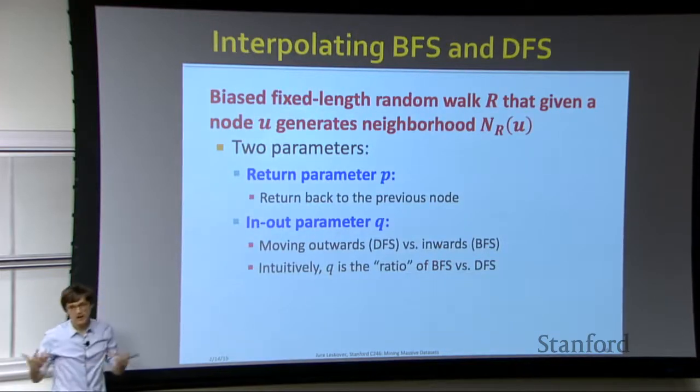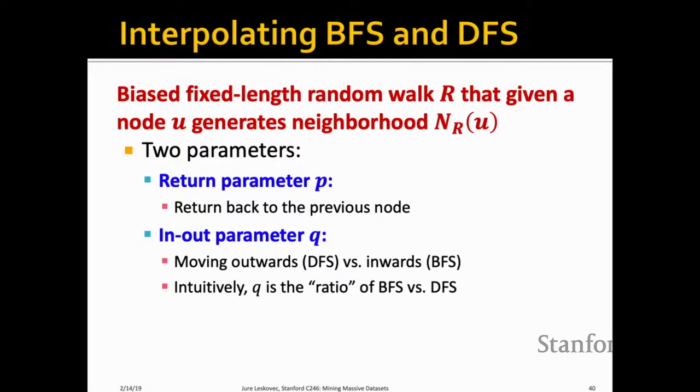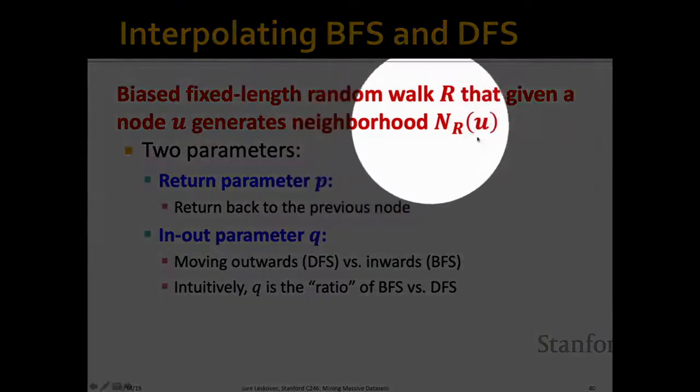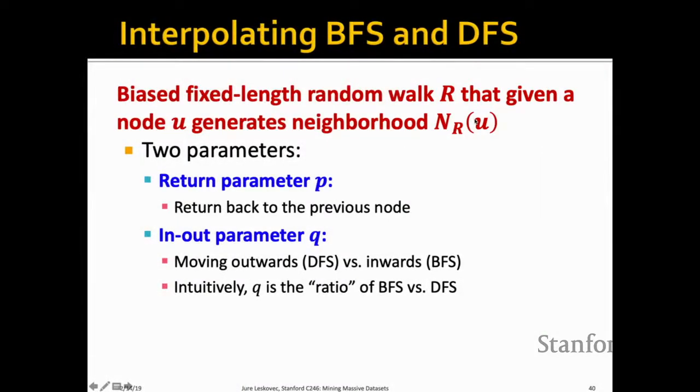So how do I now interpolate between breadth first search and depth first search? The way to do this is to define a biased random walk R that has two parameters. This biased random walk R will have two parameters, and it will generate this neighborhood N as we had so far. The parameters are P and Q. Parameter P will be the return parameter. The idea is that as the random walk makes a step, does the random walk want to backtrack a step? You backtrack one step, and in order to do that, you need to know where you came from. This is why it is second order. You need to remember one step so that you can do the second step.